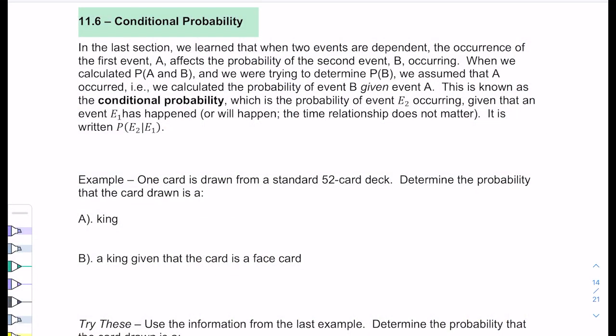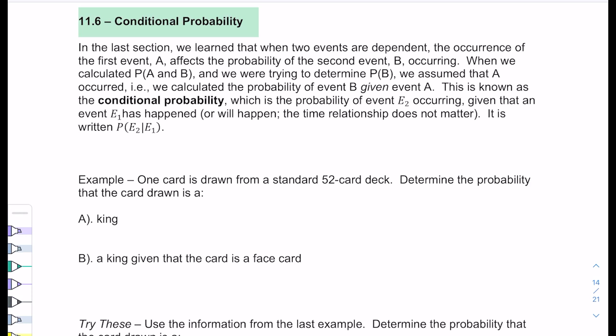Everyone, welcome to 11.6. We're going to talk about a type of probability called conditional probability. So you can probably deduce from the word conditional, there's conditions involved here. And the condition is that one of the events already occurred.